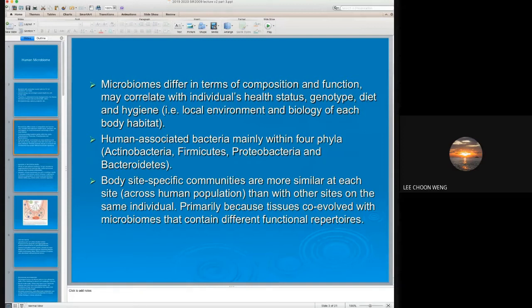So microbiomes differ and are actually influenced by a person's health, genotype, diet, and hygiene. So the local environment and the biology of each body habitat is important. Then the main four phyla that are associated with the human microbiome are the Actinobacteria, Firmicutes, Proteobacteria, and Bacteroidetes.